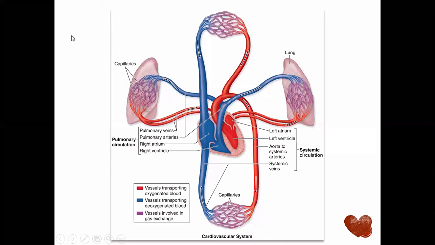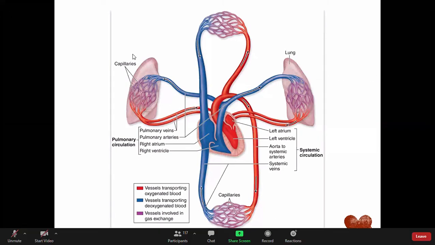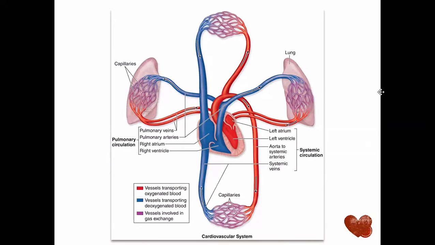The vessels in red are vessels transporting oxygenated blood. The one in blue would be vessels transporting deoxygenated blood, or low oxygen, no? And then the one with a different color, like a lavender, would be vessels involved in gas exchange. Anyway, I'm sure you have finished this in your anatomy, no?